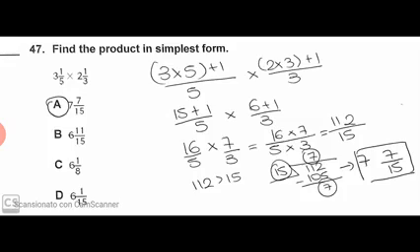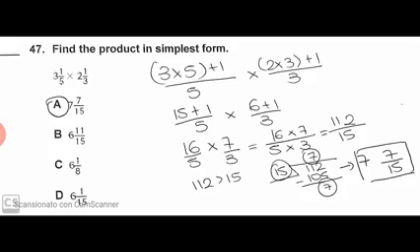Number 47. Find the product in simplest form. 3 1 over 5 times 2 1 over 3. We transform the two mixed numbers into fractions. So we have 3 times 5 plus 1 over 5 times 2 times 3 plus 1 over 3. 3 times 5 is equal to 15. Plus 1 is equal to 16. So the first mixed number becomes 16 over 5. The second one is 2 times 3 equals 6. 6 plus 1 equals 7. So the second is 7 over 3.